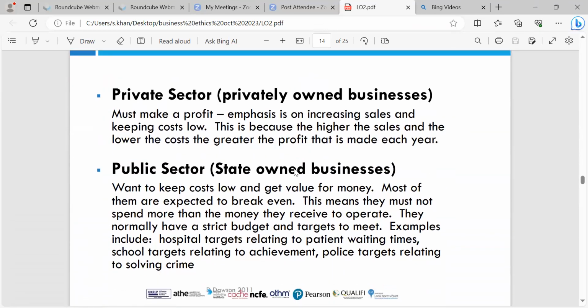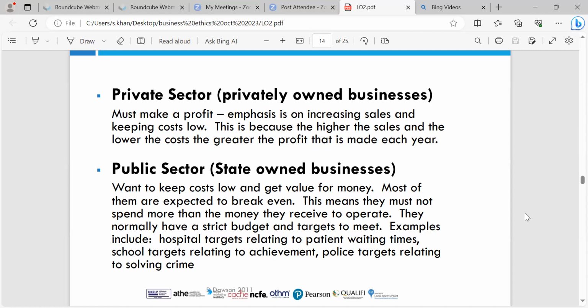So business sectors, their main purpose. Private sectors are privately owned businesses. They must make a profit. Emphasis is on increasing sales and keeping costs low. This is because the higher the sales and the lower the cost, the greater the profit that is made each year. Public sector, which is state-owned businesses, want to keep costs low and get value for money. Most of them are expected to break even. This means that they must not spend more than the money they receive to operate. They normally have a strict budget and targets to meet.